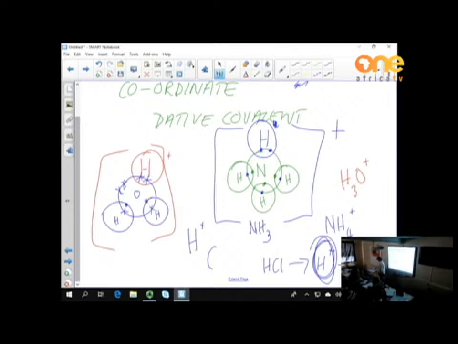Now, the terminology. The element that supplies the electrons, in this case the nitrogen on the ammonia, and in this case the oxygen on the water, is known as the ligand in the coordinate bond. The ligand supplies a lone pair of electrons. So the ligand is the one with the electrons.